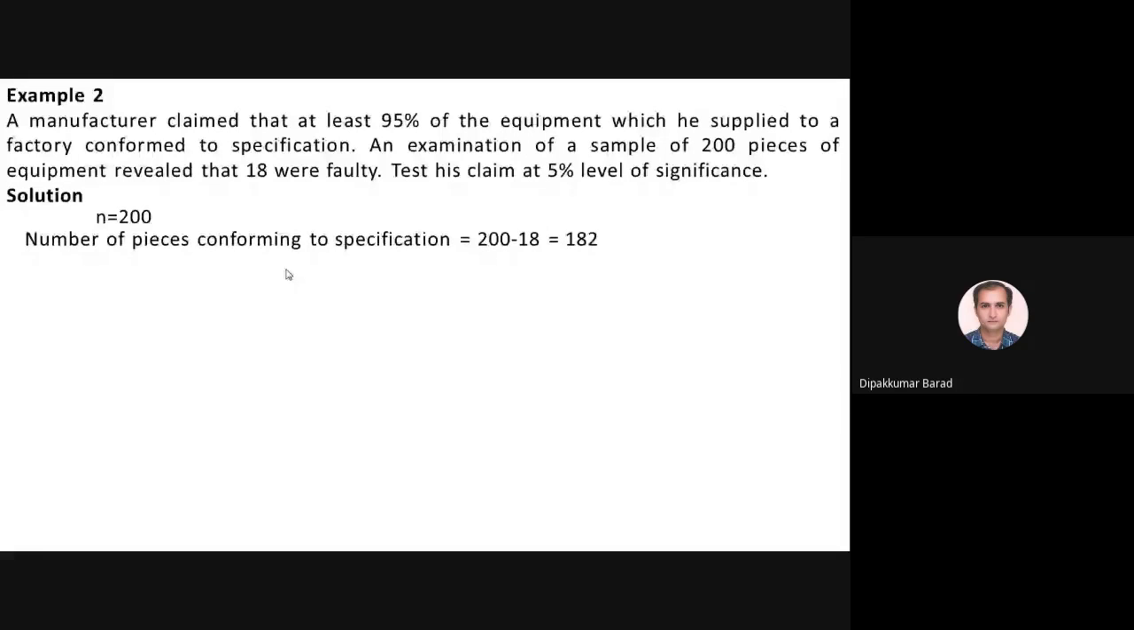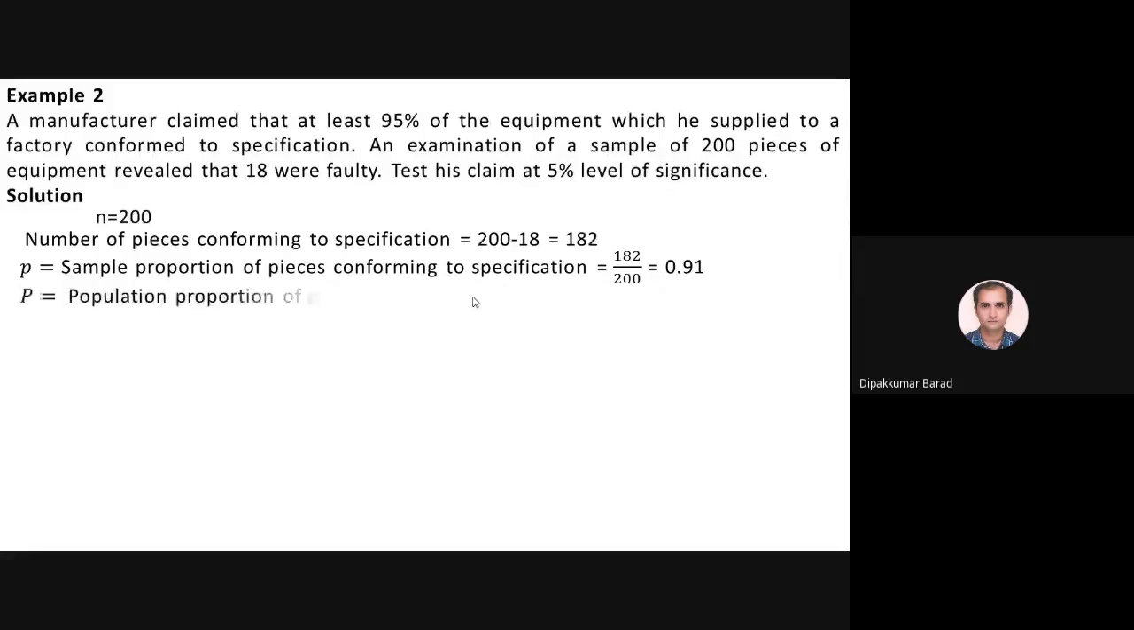First of all, n is equal to 200. The number of pieces that conform to specifications is 200 minus 18 faulty, which is 182 out of 200. So small p is 182 upon 200, which gives 0.91. For the sample, I get 91% of equipment conforming to specification.